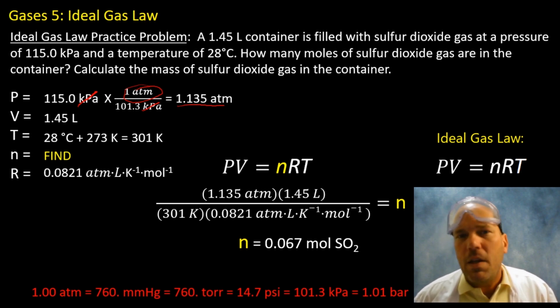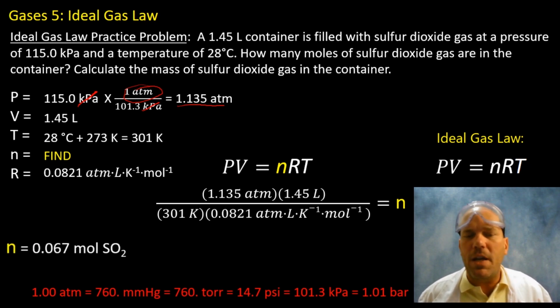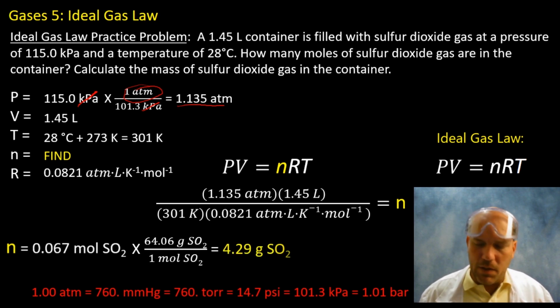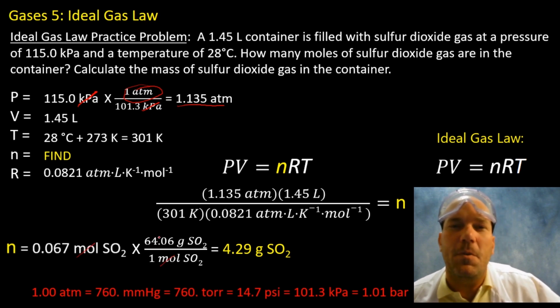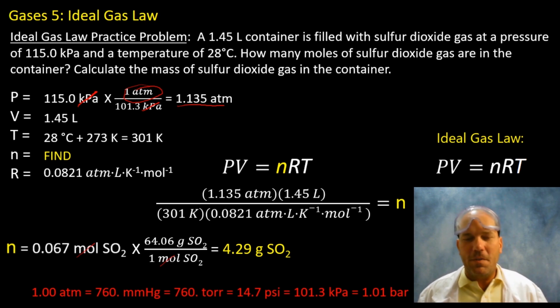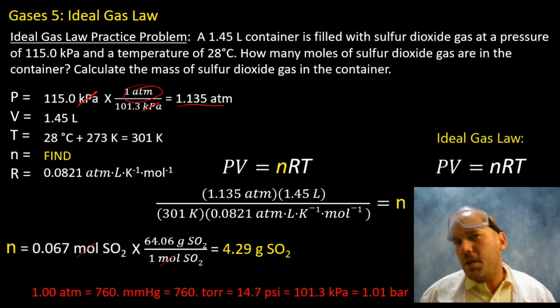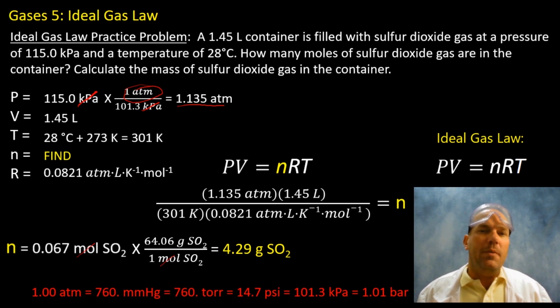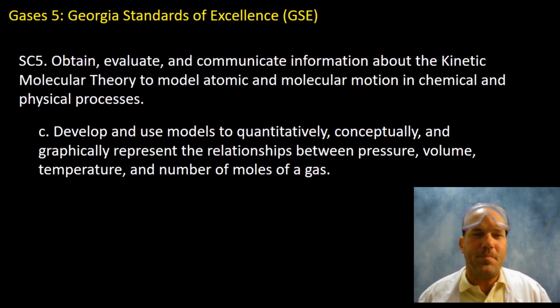Now, part 2, calculate the mass of sulfur dioxide in the container. Now that we know the number of moles, we can simply use molar mass from the periodic table to convert this into mass of sulfur dioxide. Using dimensional analysis and the fact that there are 64.06 grams of sulfur dioxide in 1 mole of sulfur dioxide, we can solve part 2 and say there are 4.29 grams of sulfur dioxide, and that's with 3 significant digits.